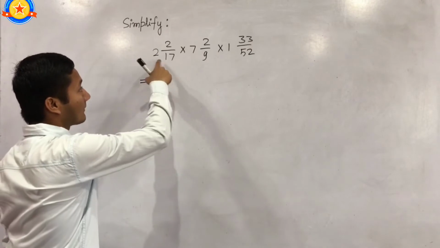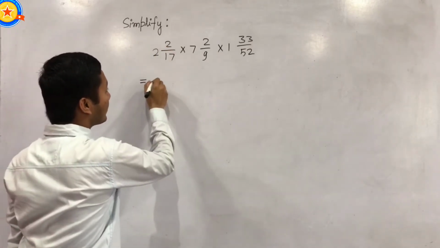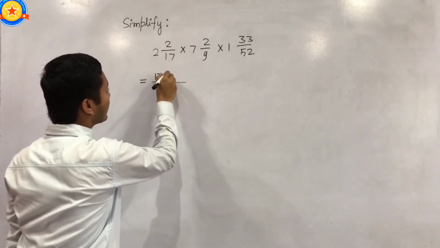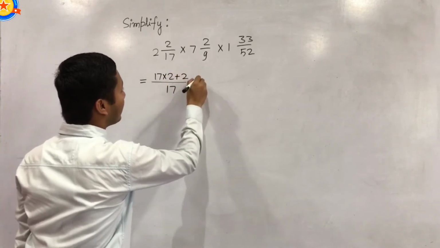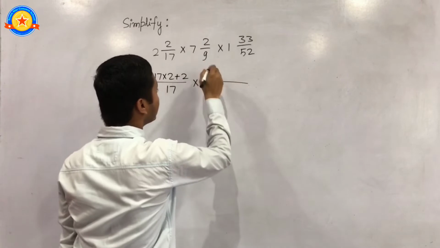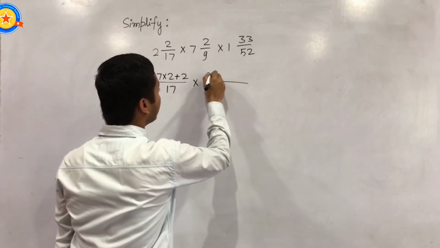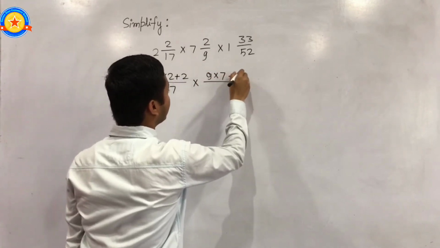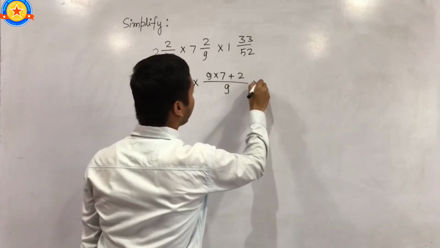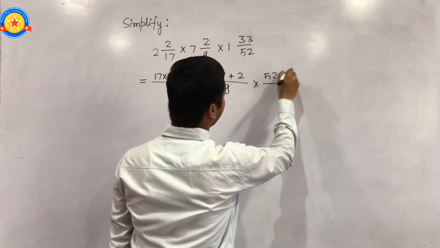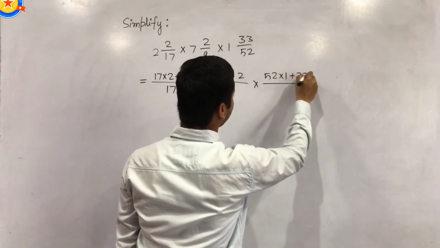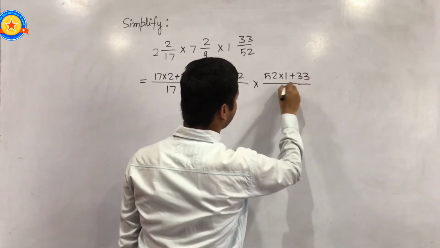If we make the fractions from the mixed numerals, it becomes 17 into 2 plus 2 upon 17, multiplied by 9 into 7 plus 2 by 9, and it becomes 52 multiplied by 1 plus 33 upon 52.